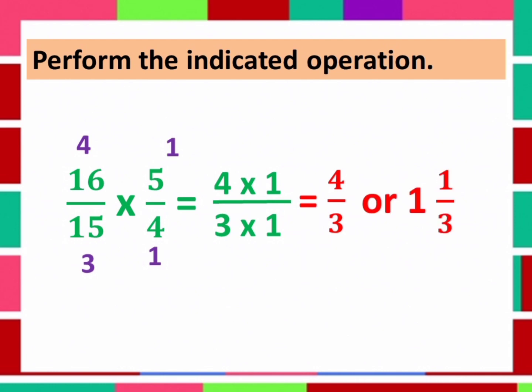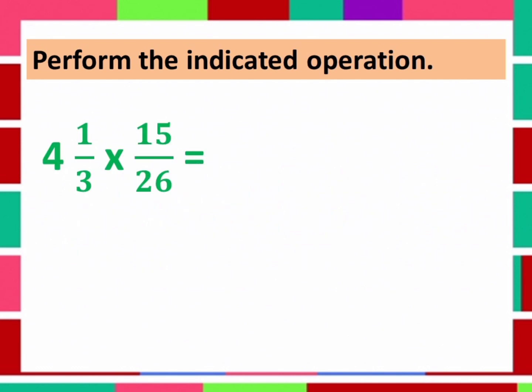This example is 4 and 1/3 times 15 over 26. First, let us change 4 and 1/3 to an improper fraction. So, it will become 13 over 3 because 3 times 4 is equal to 12 plus 1 is equal to 13. Then, copy the denominator. Now 4 and 1/3 has become 13 over 3. So, times 15 over 26.